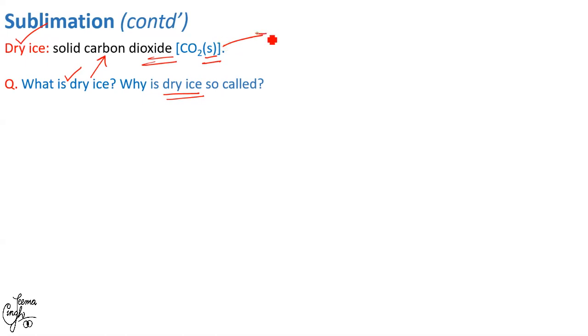So you have CO2 solid subliming and converting into CO2 gaseous. It does not pass through the liquid phase like your ice. If you have ice formed from water, it is going to melt into liquid and thereafter convert into gas form. Since it does not pass through the liquid state, it is called dry ice because the word liquid is synonymous with wet.